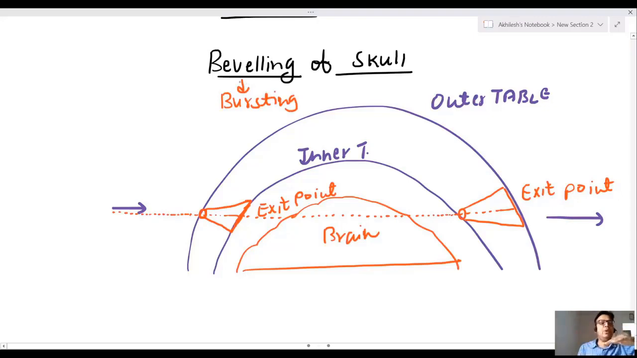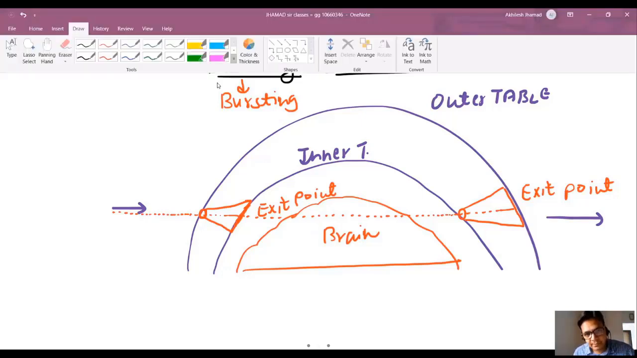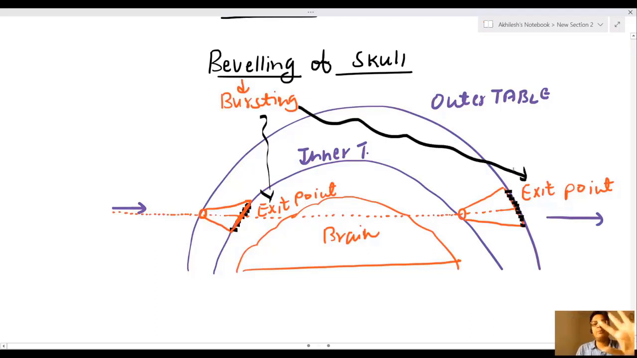Doctor, whenever a bullet enters a table, it enters as a small hole. But at the exit point of the table, it causes bursting. This bursting is known as beveling. So beveling is always seen at the exit point of the table. Now I'm putting four questions. Write down the answer.